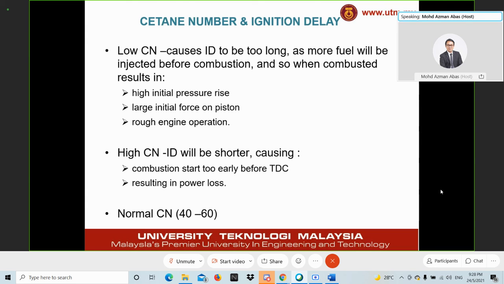Whereas on high cetane number fuels, the initial delay will be much shorter, causing combustion to start too early. If the cetane number is too high, it will cause the initial delay to be too short, with combustion too early before TDC, and this also causes power loss. Which is why the cetane number needs to be correct. The normal range for the cetane number of diesel fuels is between 40 to 60.